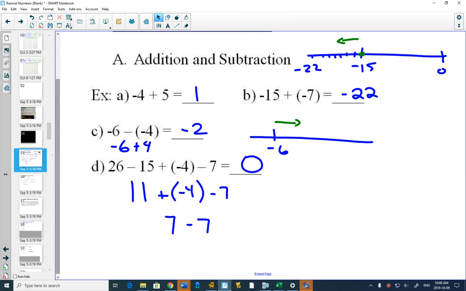So that's a little review of integers. Again, integers can cause you problems if you try to do it too quickly, but if you think about where you are on your number line and what direction you're going, you can find that that can be super helpful.